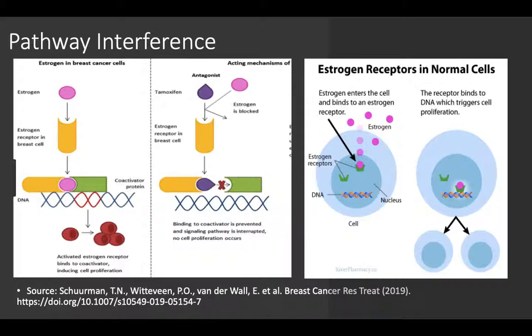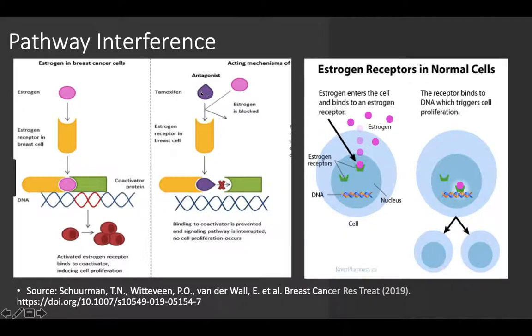So, tamoxifen interferes with the estrogen signal pathway. Over here, we have an example of estrogen in the breast cancer cell. So, estrogen binds to the estrogen receptor, and thus it binds to a short DNA sequence known as estrogen receptor element. This activated estrogen receptor binds to a coactivator protein, and it can induce cell proliferation.